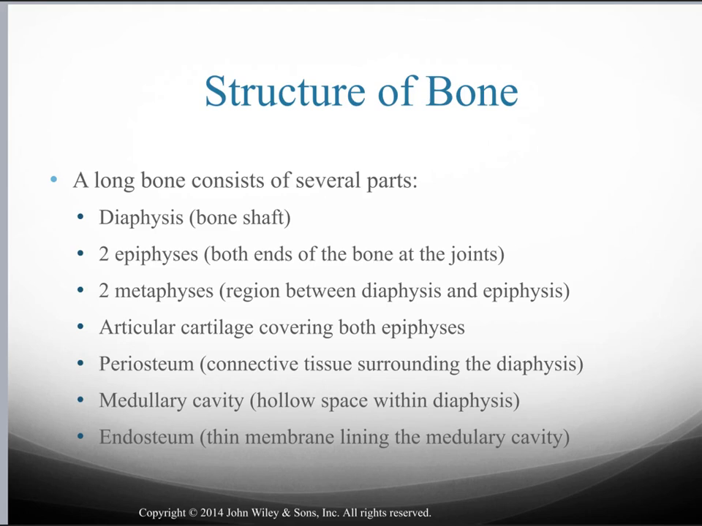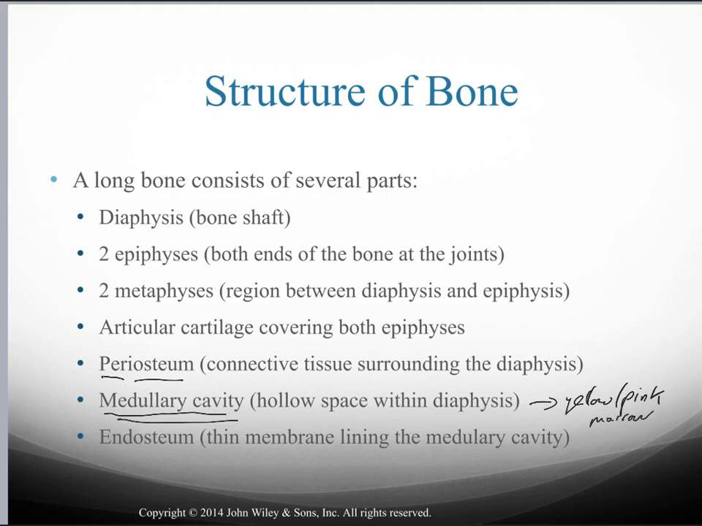Next is the periosteum. So again, here's our terminology. Peri meaning around, osteum meaning bone. So it is the connective tissue that surrounds the diaphysis. Now, if we go to the inside, and we used this word before, we have the medullary cavity. This is a hollowed out space that is within the diaphysis. This is where we're going to find the majority of our yellow, or some places you'll see pink, marrow.